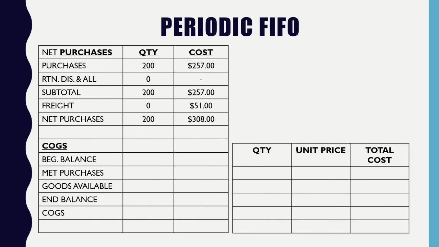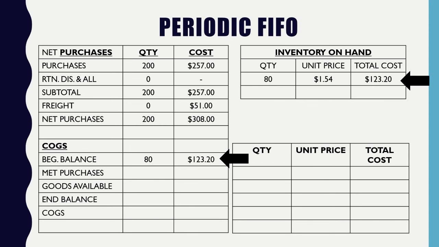So once again, I'm going to plug in that I bought 200 units at $257, no returns and allowances, and I'm going to add my freight to give me my total net purchases to be 200 units at $308. Now, if you remember, we have beginning inventory, right? Our beginning inventory was what we said it was on June 15, which was 80 units at a total of $123.20. Okay? So that's what we started out with.